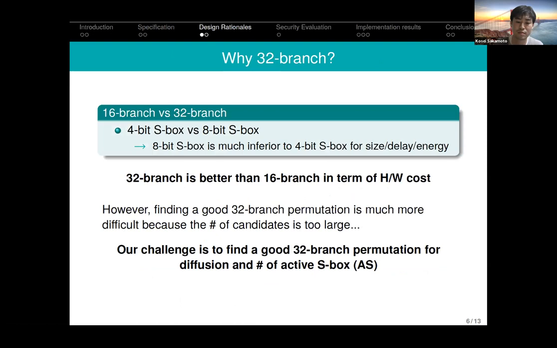So I explain the design rationale of WARP. Since our goal is to build a 128-bit block cipher with significantly small circuits, a 4-bit S-box is more suitable than an 8-bit S-box for our design in terms of area, delay, and energy. However, finding a good 32-branch permutation is much more difficult because the number of candidates is too large. Therefore, our challenge is to find a good 32-branch permutation for diffusion and the number of active S-boxes.